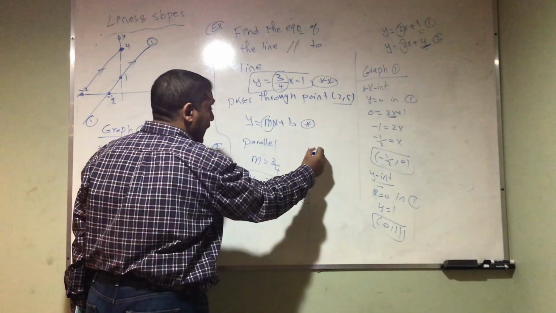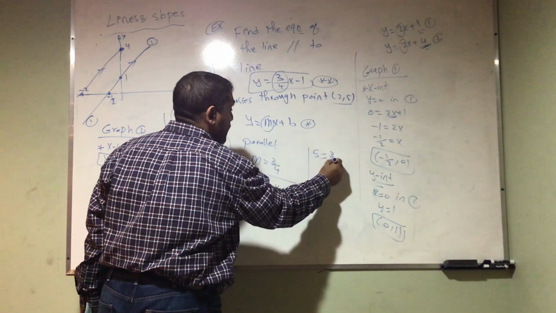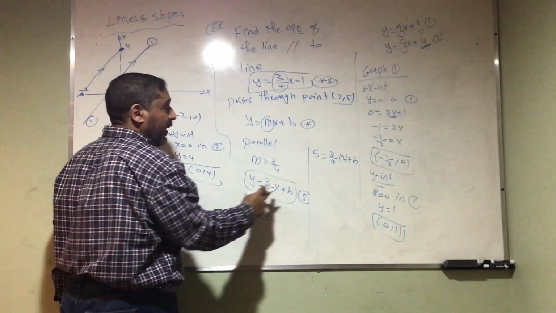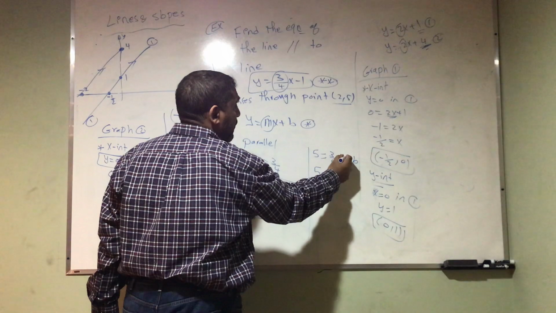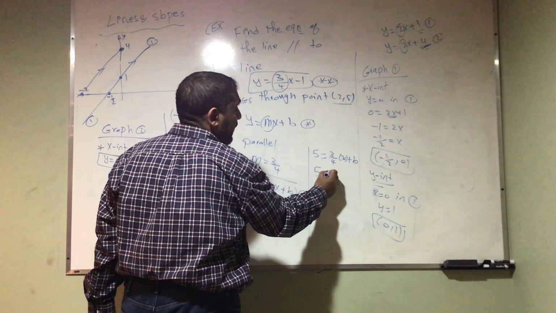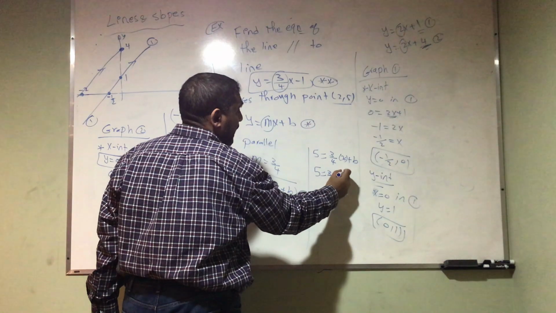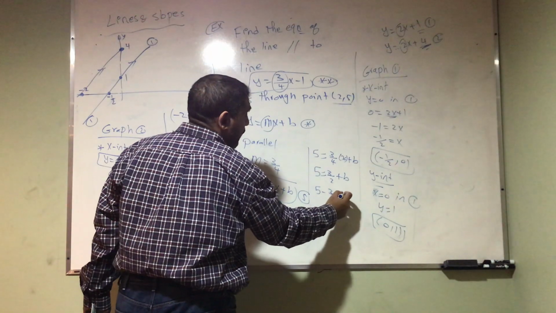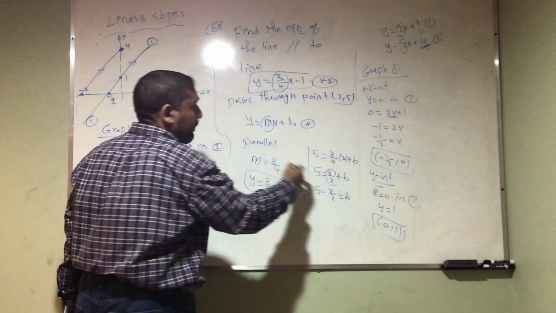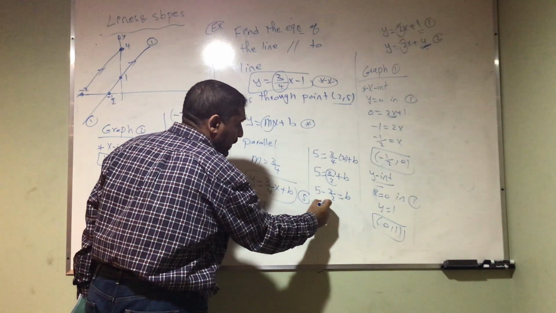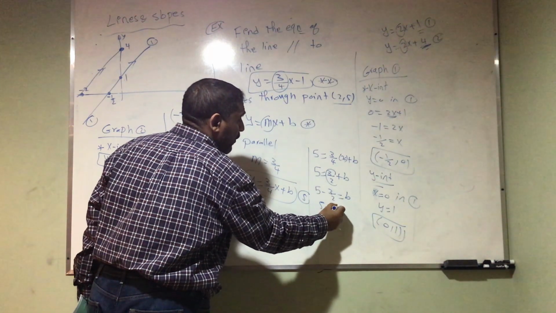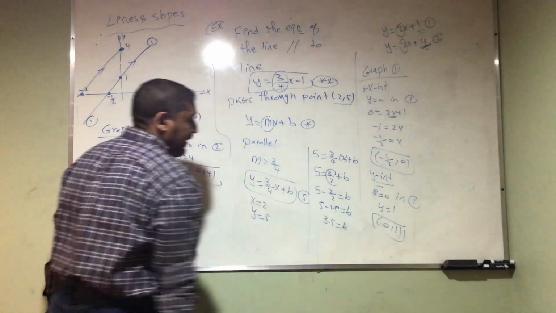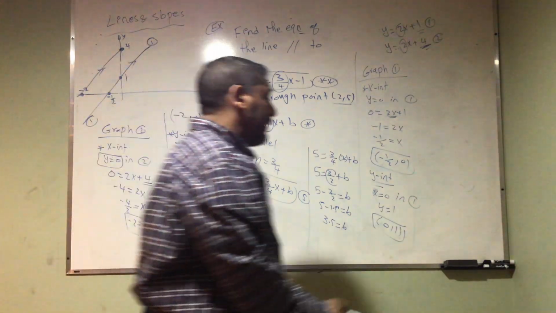So here, what is your y? 5. What is your x? 2. And then there is b. I replace x by 2 and y by 5. If I simplify this, you get 5 equals, the 2 cancels with the 2 here, so you get 3 over 2 plus b. So what do you have? 5 minus 3 over 2 is your b. If I take 3 over 2 to the left, it becomes minus. So 5 minus 1.5 is 3.5. That is your b.